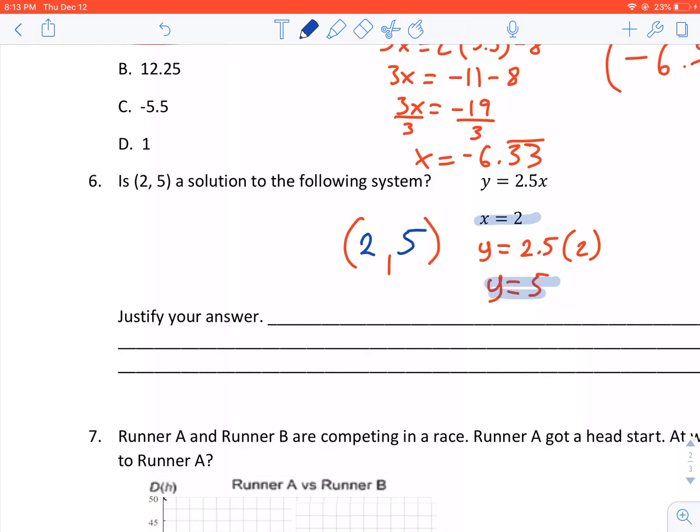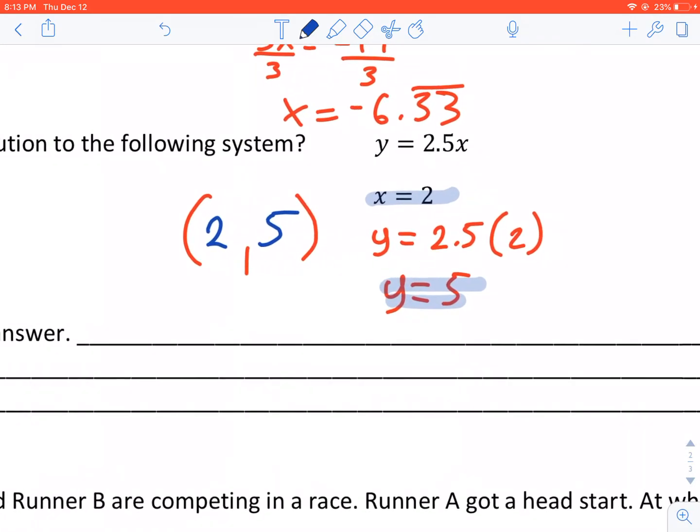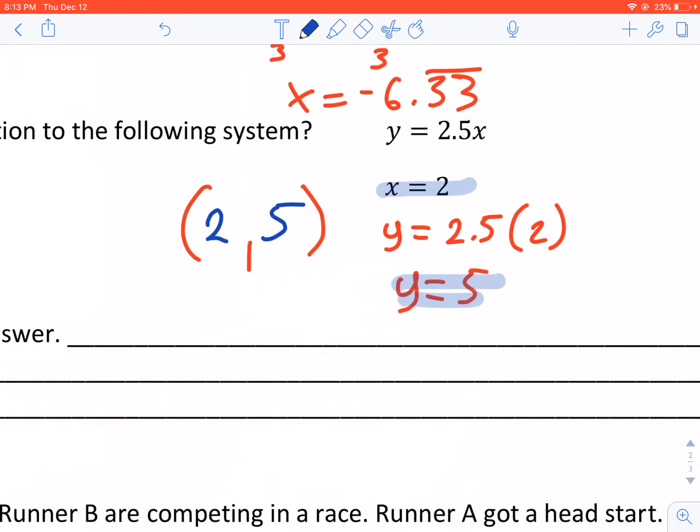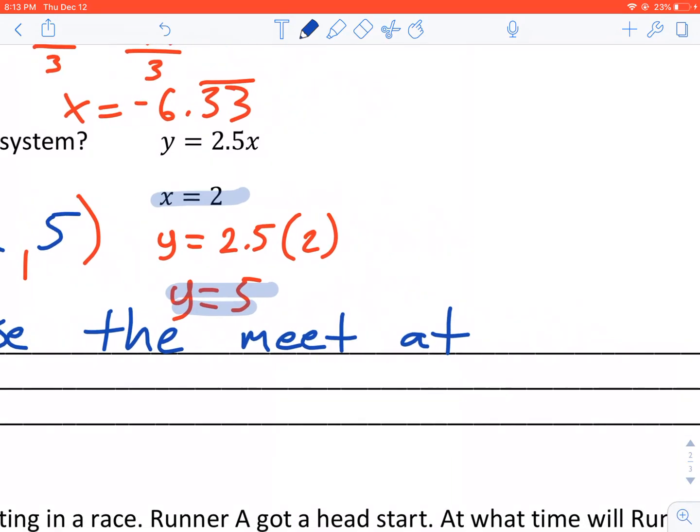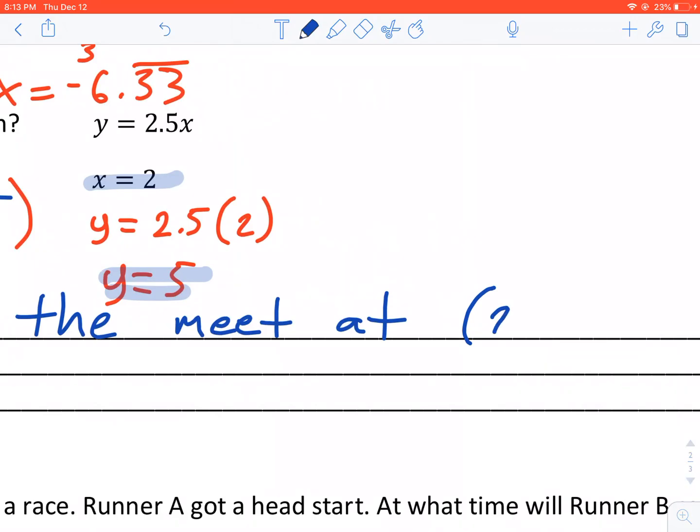So therefore, it is a solution because they meet at (2, 5).